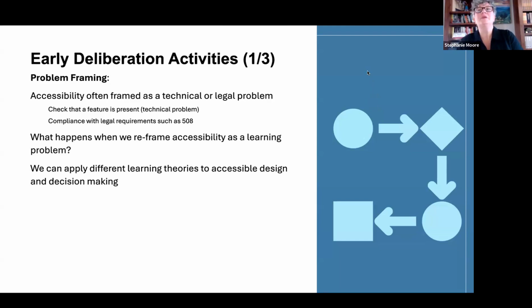So what happens when we reframe accessibility as a learning problem rather than a technical or a legal problem? We can start to bring to bear all of our knowledge on different learning theories to accessible design and decision making. And this can really change the design space for us.